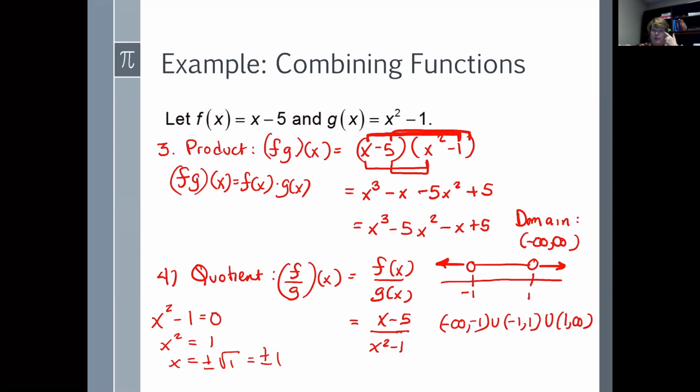Okay, so those are our 4 algebra functions, functions that we can create using arithmetic. You can add functions together to get a sum function. You can subtract functions to get a difference function. You can multiply them together to get the product function, and you can divide them to get a quotient function.